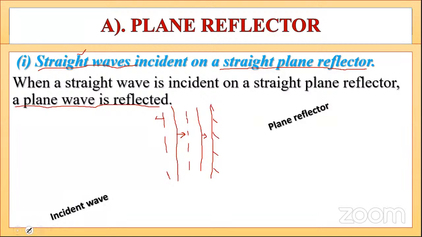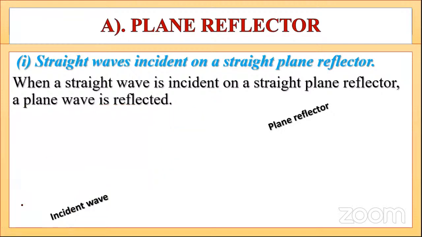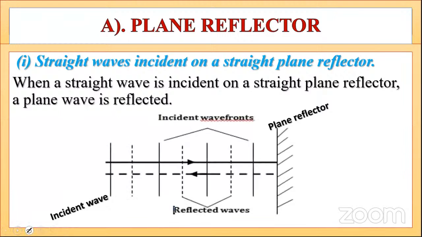So that is one. When a straight wave is incident on a straight reflector, a straight wave is reflected back. That is the diagram. Here we have the plane reflector, which is straight, and this is the incident straight wave. You can see the reflected waves are also straight. That is one.